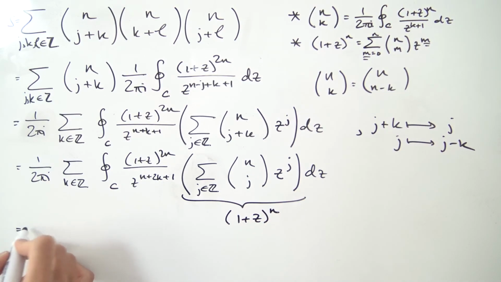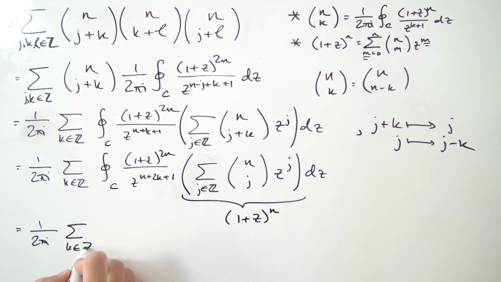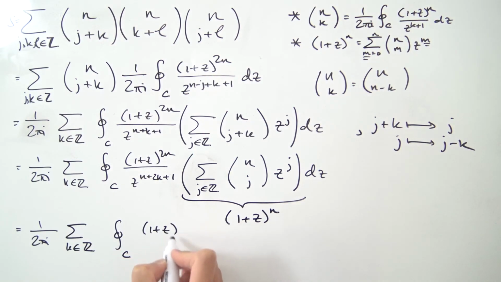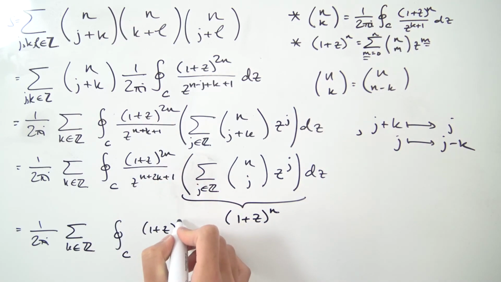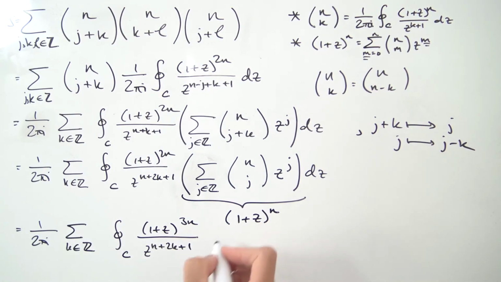Okay, so now this is equal to 1 over 2 pi i, the sum over k over the integers, contour integral over c of (1 plus z) raised to, this is an n and then a plus 2n, that's a 3n, divided by z to the n plus 2k, and then we have a plus 1 and dz. Okay, so this is really quite nice, because now while we have a sum, I don't think we can put the sum into the integral anymore. That doesn't really make sense to do because we don't have any more binomial coefficients flying around.